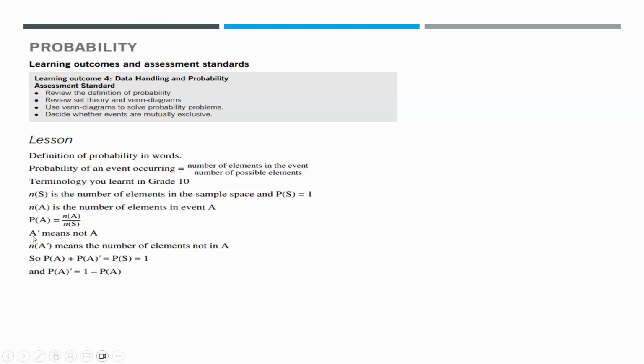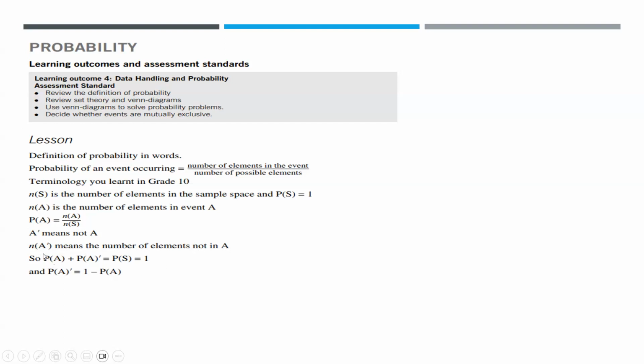When they question you, they'll say, find the probability of A prime. In other words, they are telling you that this means not A. So you are finding the probability of not A, which is the opposite of A. So n of A prime means the number of elements not in A.